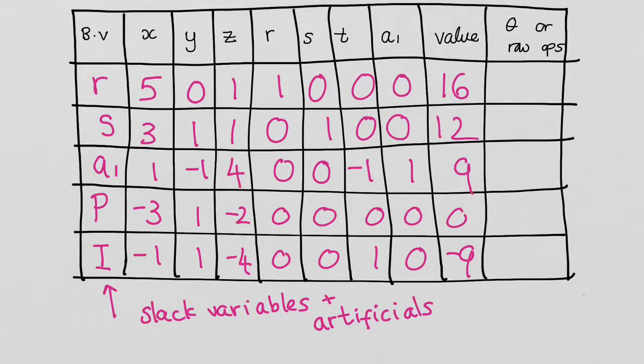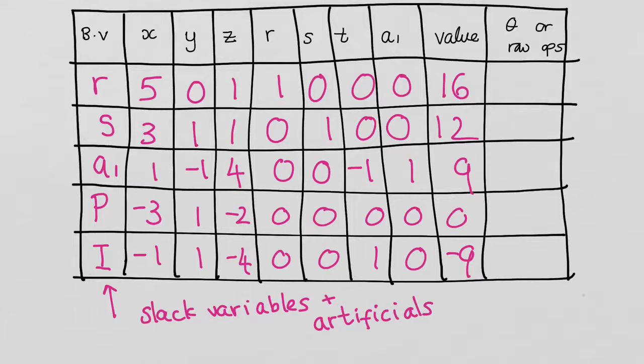Okay, and then we kind of do the simplex algorithm as normal, but the idea is that we want the value of the I row here to be 0. So we are going to work with this, but initially we're going to be looking at the negative numbers in here to decide what to pivot on.